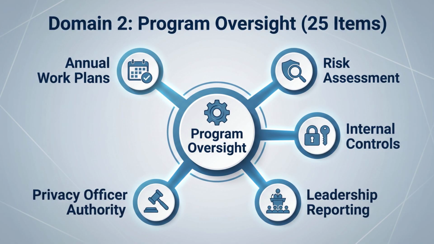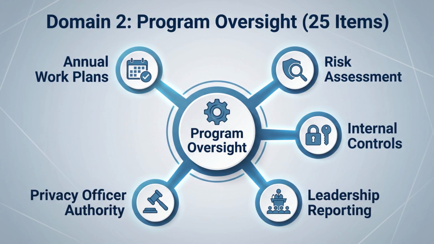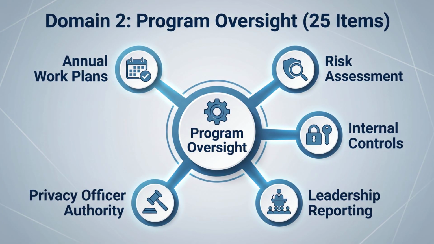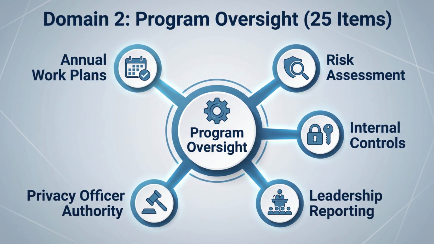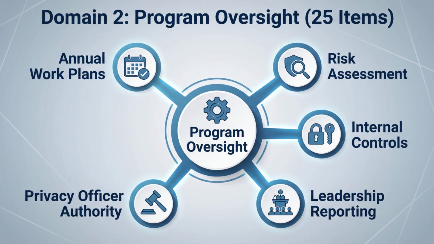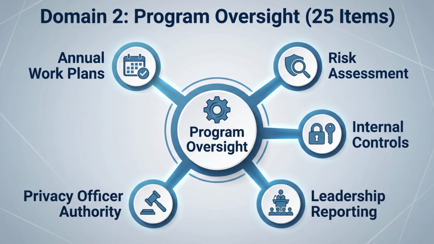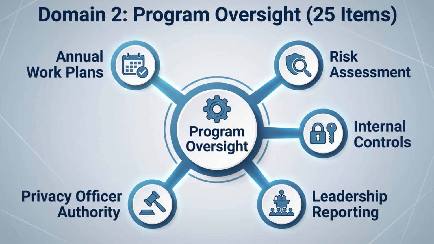When planning your study time, pay close attention to the domain weights in the new handbook. The largest section by far is Domain 2, Privacy Compliance Program Oversight, which accounts for 25 scored items. This area covers program scope, annual work plans, internal controls, the privacy officer's authority, risk assessment, and reporting to leadership.